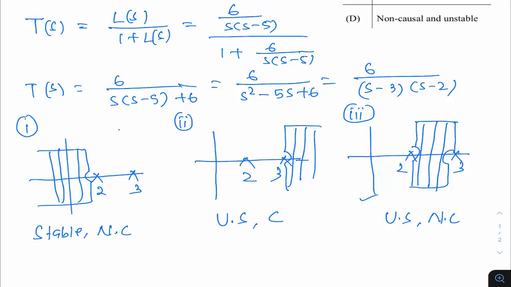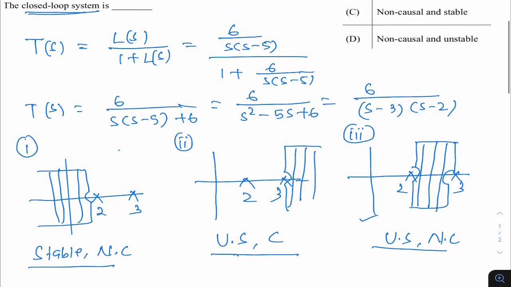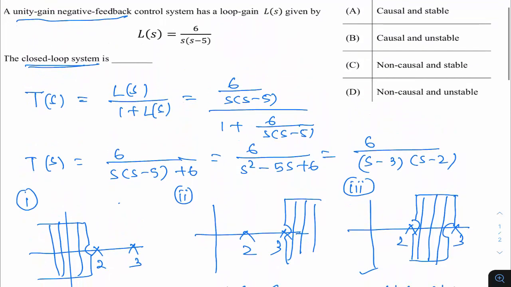If you see the options, all these three possibilities are there. Which one will we select? Here we make a default assumption: all control systems are by default causal systems. If you refer to any standard control system textbook, you'll find this in the introductory chapters. With that default assumption, I first eliminate the non-causal options, so options C and D are gone.